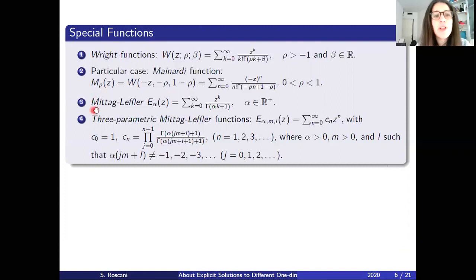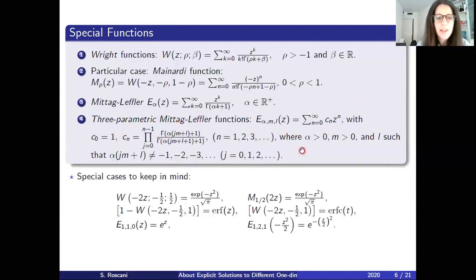On the other side, I will take, of course, the Mittag-Leffler function, which is the exponential of the Caputo derivative, and we will also work with a three-parameter Mittag-Leffler function, which is defined through a series, but whose coefficients are defined in terms of a product of gamma functions.